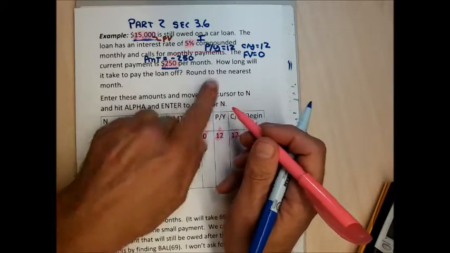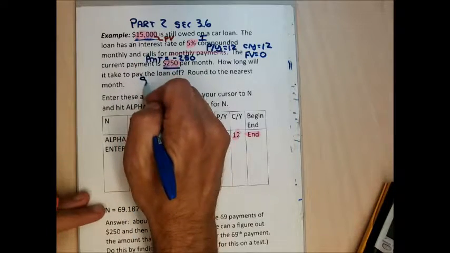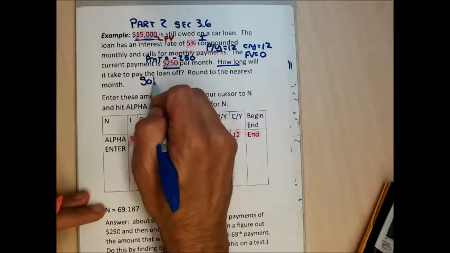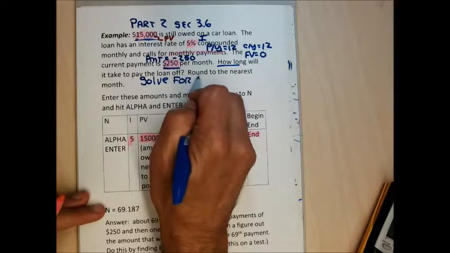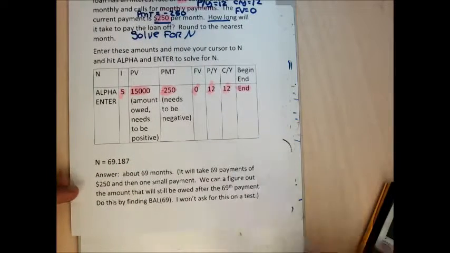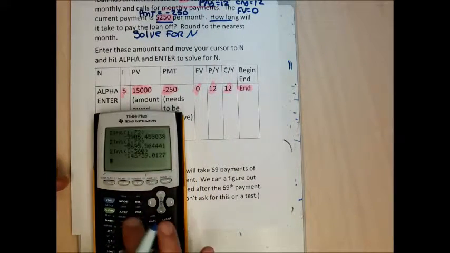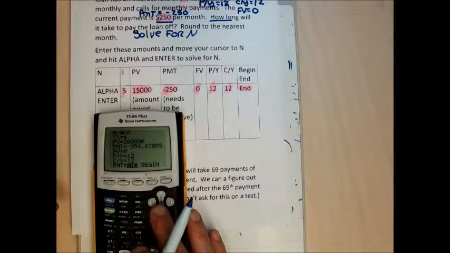The question is, how long will it take to pay the loan off? This tells me to solve for N, because how long means the number of payments it's going to take. So I'm going to solve for N. And how do I do this on my calculator? Real easy. I go to my TVM solver screen, and I start entering everything but the N. I'm going to leave the N alone.